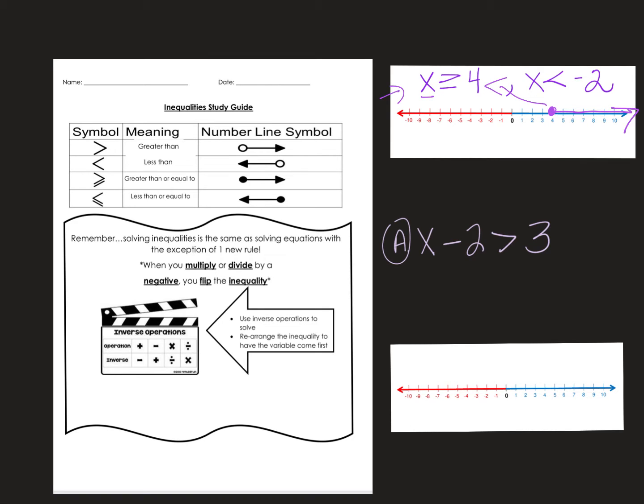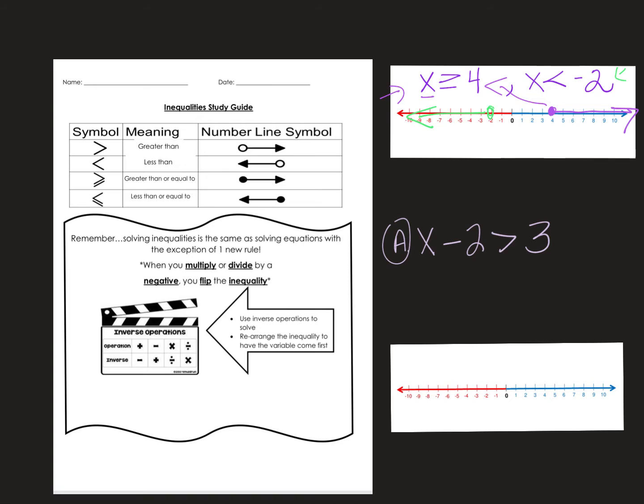Now, let's do the graph for x is less than negative 2. So I'm going to find negative 2. Notice there's not an equal sign, so it's going to be an open circle. And it's saying that x is less, so less than is going this direction. Okay, now this is what we're going to be starting today.